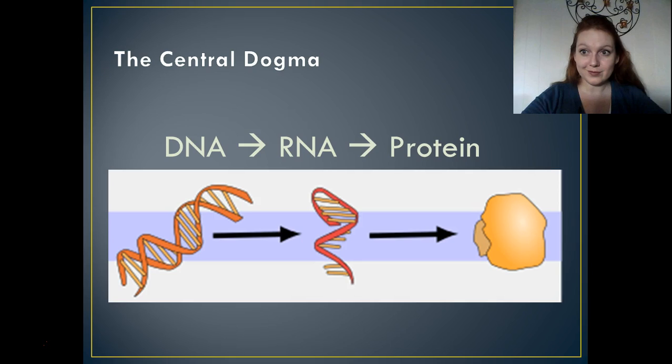So, before we go any further, you absolutely have to understand what scientists call the central dogma, or the central belief of science, and it's the fact that our DNA makes our RNA, which then makes our proteins. This is absolutely true, and most biological sciences are based off of this belief.